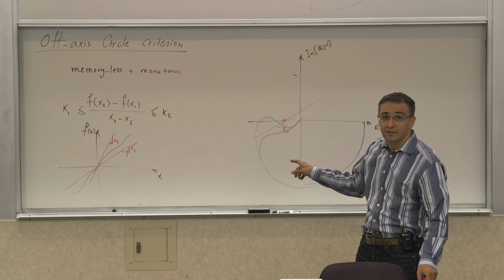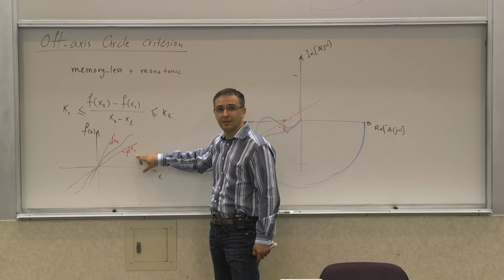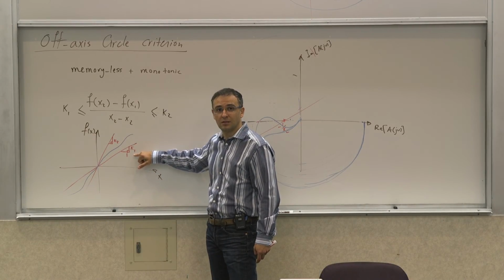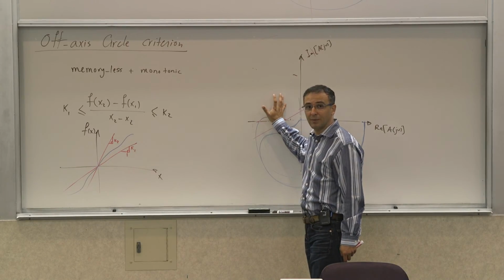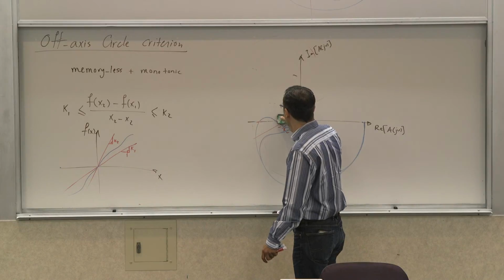Well, it depends on the nonlinearity, right? If your nonlinearity has a K1, so that was a special case, right? But if K1 is non-zero, then you have a circle. You can pass any circle. So a lot of those conditionally stable systems are guaranteed to be stable. Let me give you an example.